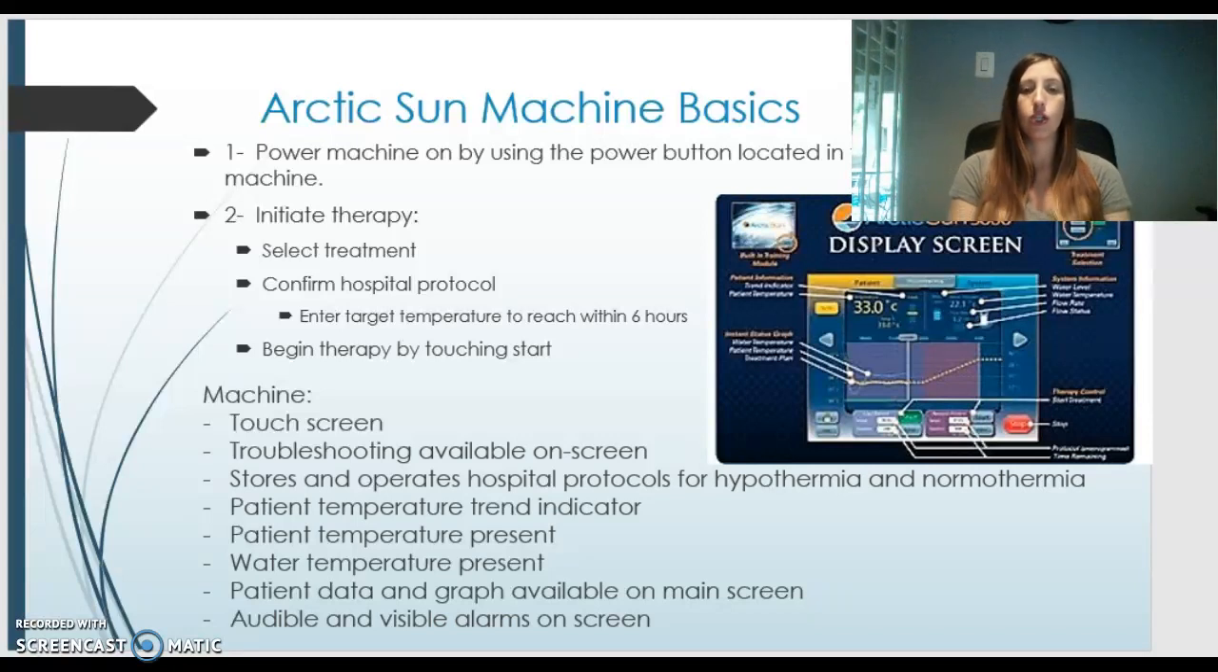Some information about the machine. It is touchscreen, as I mentioned on the first slide. There's troubleshooting available on screen. It stores and operates hospital protocols for hypothermia and normothermia. The on-screen touchscreen displays patient temperature, water temperature, patient temperature trend indicator. It has patient data and graph available on the main screen, and there are audio and visible alarms on the screen. So an alarm will sound, and then when you look at the screen, you will be able to see what that alarm is also.